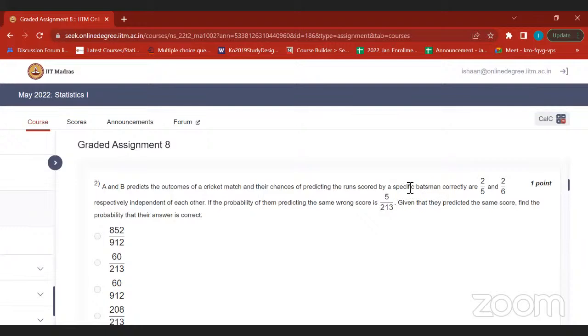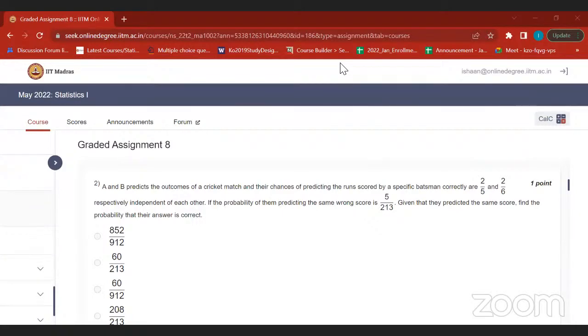Can you repeat it once? It is just like Bayes theorem. In the event of predicting the same score has happened, and we have to ask if they predicted it correctly. So for predicting it correctly, the probability should be 2 by 5 into 2 by 6. And upon that, it should be the whole probability of predicting the same score, that is 5 by 213 plus this probability. That will be the answer, sir?